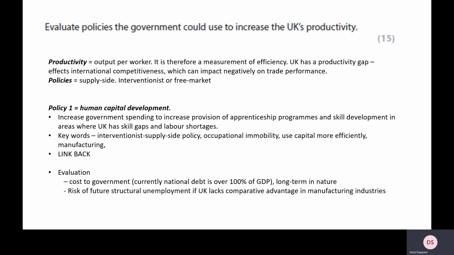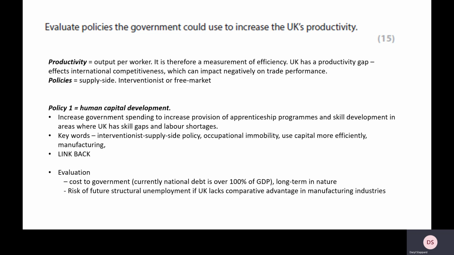Now, the next one I've put down is risk of future structural unemployment if the UK lacks comparative advantage in manufacturing industries. What we know based on trade theory is that in many manufacturing industries, the UK doesn't have comparative advantage. So lots of these different industries where we're upgrading skills in manufacturing, the UK might be viewing as a declining industry anyway. And what you could argue is giving people skills in these areas might just mean that these people are specialising in industries that the UK is moving away from. And if that's the case, that could lead to future problems when it comes to occupational immobility of labour.